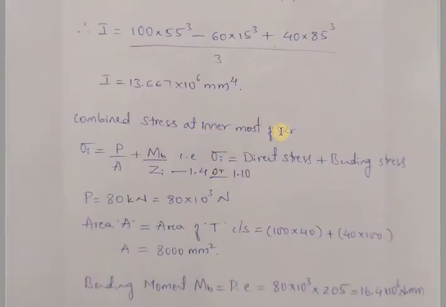So combined stress at the inner fiber is given by sigma i is equal to direct stress plus bending stress, P by A plus M_b by Z. You can refer to either equation 1.4 or equation 1.10 in the data handbook. Here the load is given as 80 kilonewton, so 80 into 10 raised to 3 Newton, we can write.